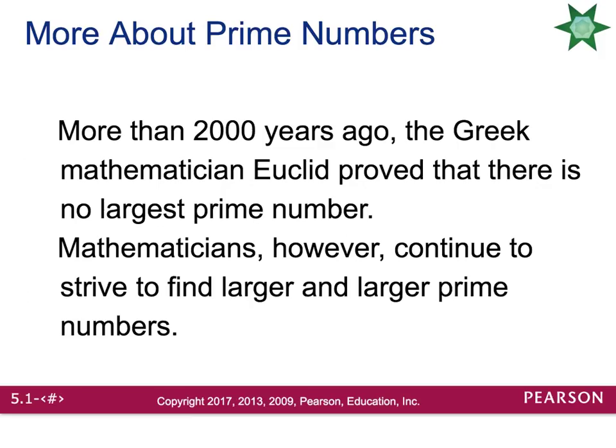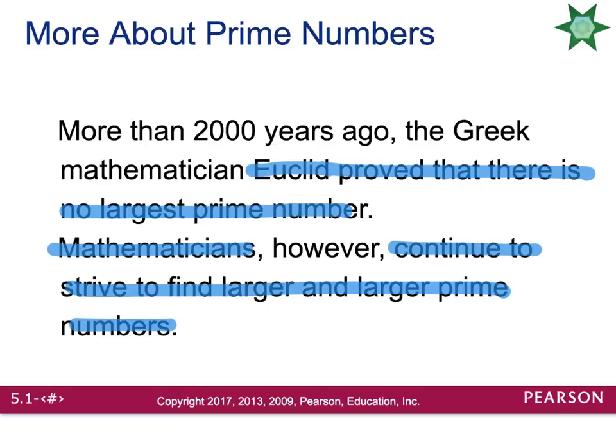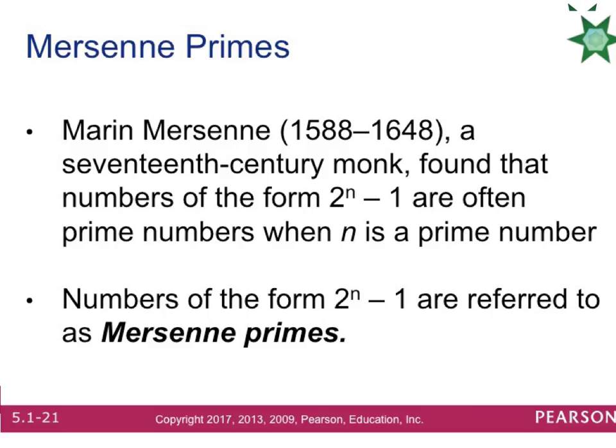There is, in fact, no largest prime number, and this was proved by a Greek mathematician, Euclid, over 2,000 years ago. Okay, so Euclid proved that there is no largest prime number. So we continue to strive to find larger and larger prime numbers. Okay, and a lot of mathematicians work on this. It's not an easy thing, actually. Okay. One mathematician, Marin Mersenne, from the 17th century, found that numbers of the form 2 to the n minus 1 are often prime numbers.